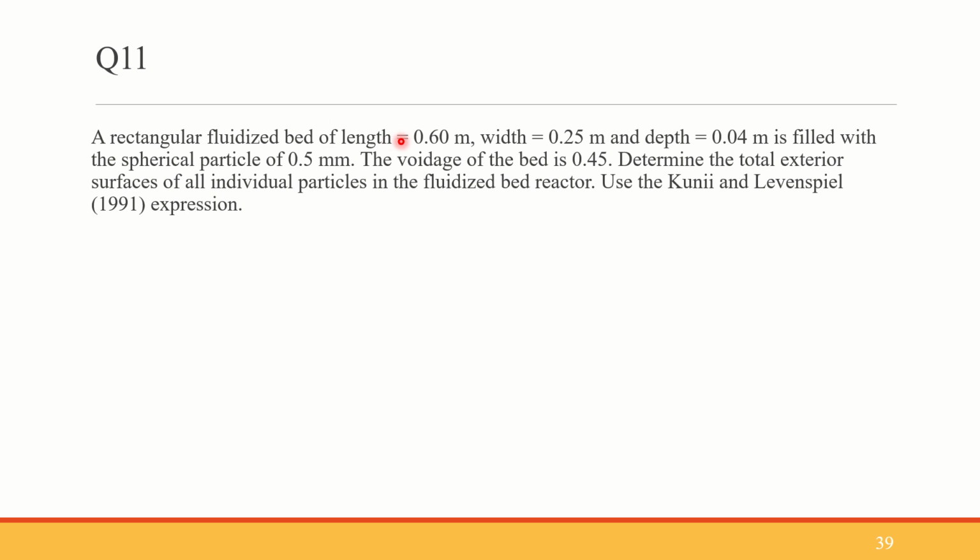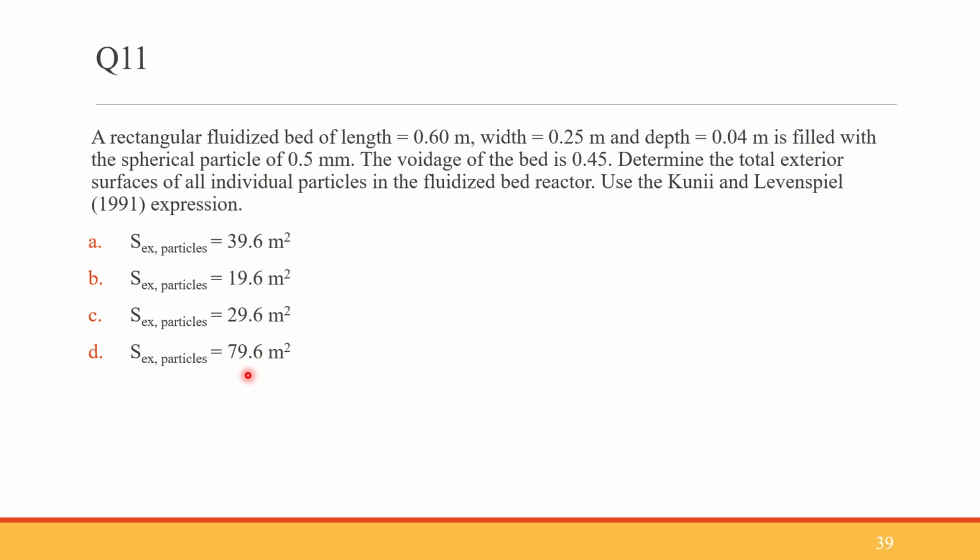A rectangular fluidized bed of length 0.6 meter and width 0.25 meter and depth 0.04 meter is filled with spherical particles of 0.5 mm. Voidage of the bed is 0.45. Determine the total exterior surfaces of all the particles in the fluidized bed reactor. Use the Cooney and Levenspiel expression. Option A, exterior surface of the particle is 39.6 meter square. Option B, 19.6 meter square. Option C, 29.6 meter square. Option D, 79.6 meter square.